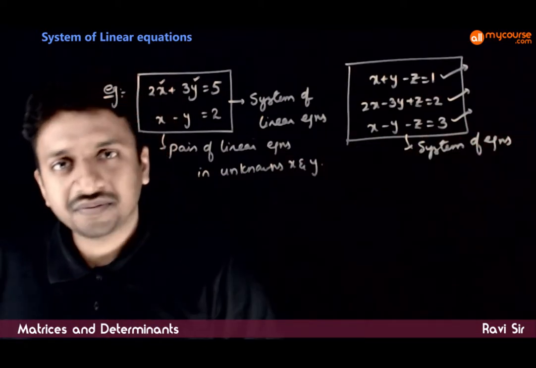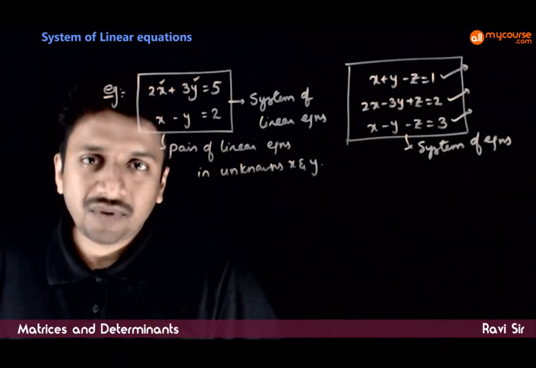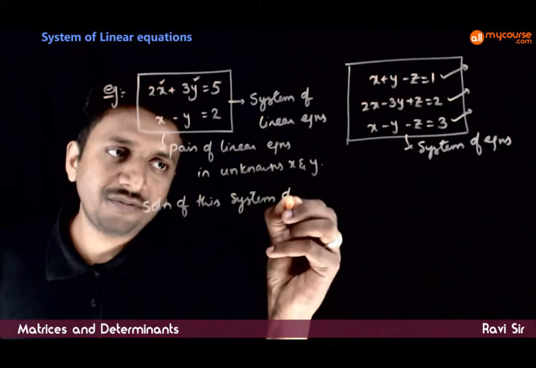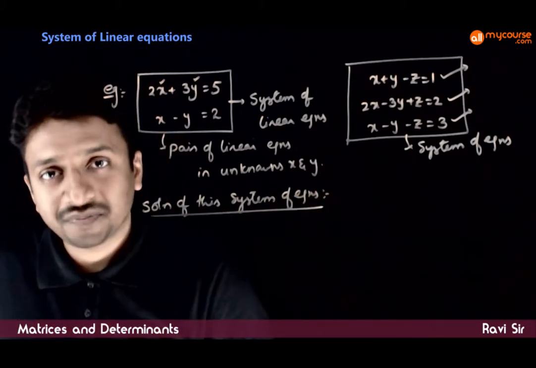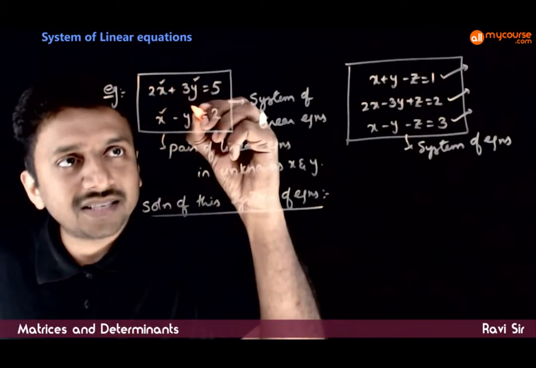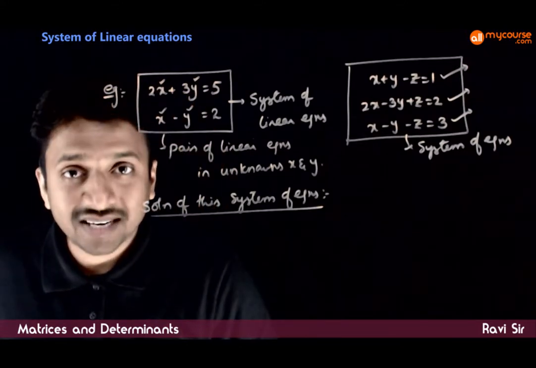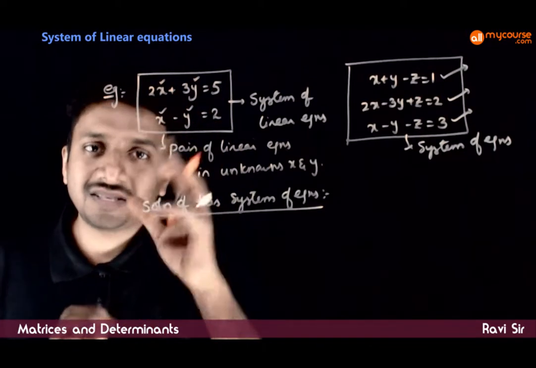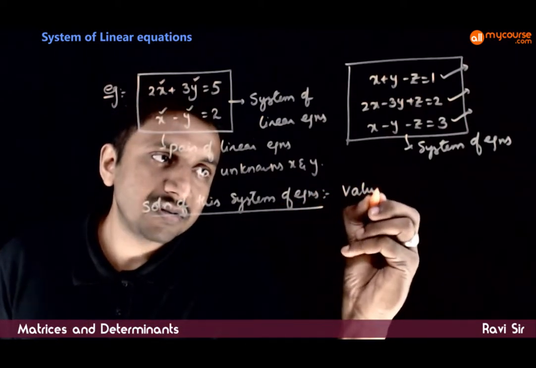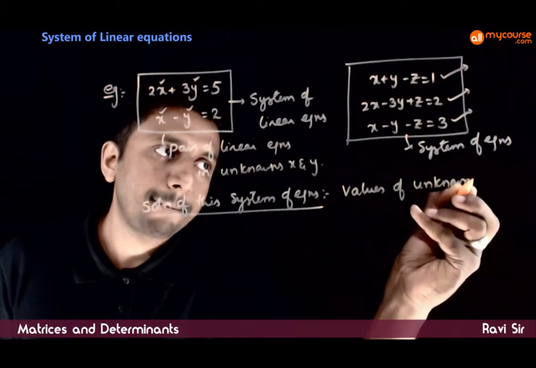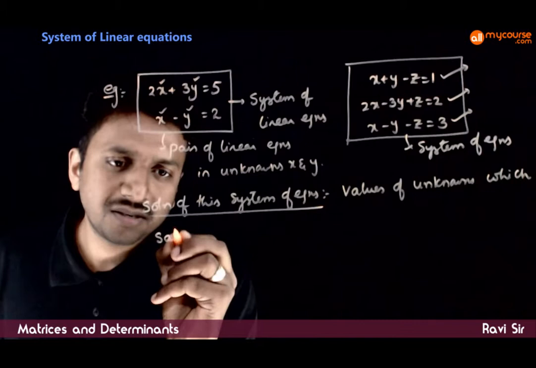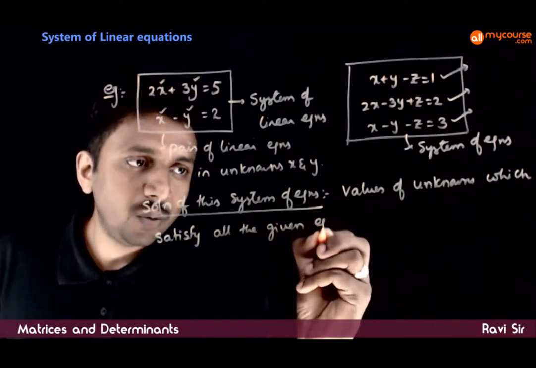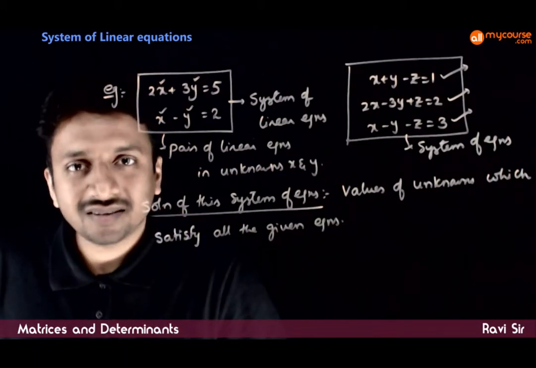Once you have a system of linear equations, we have something called the solution of this system. So what is the solution of the system? The solution of the system is nothing but the values of x and y which satisfy all the equations in the system. So the values of unknowns which satisfy all the given equations is called the solution of the linear system of equations.